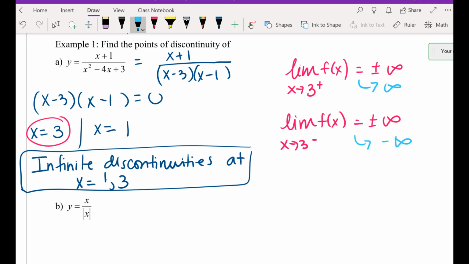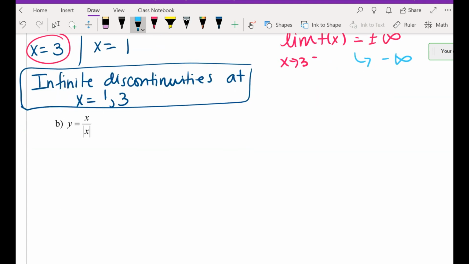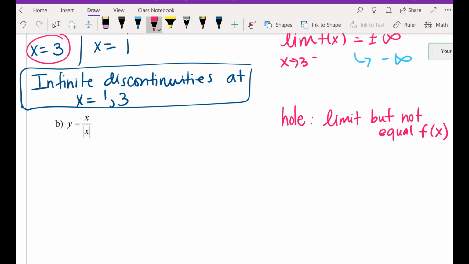Okay, so that's how we check whether it fits the definition. Part B, what kind of discontinuity is that? It's a hole? Yeah? Okay. What's the definition of a hole? What is the definition of a hole? The limit exists, but is not equal to f of x, right? Okay.